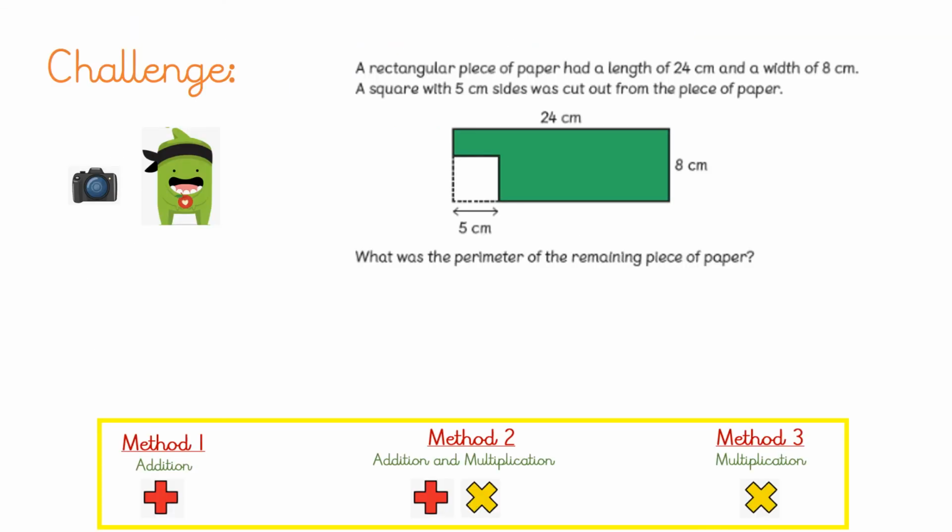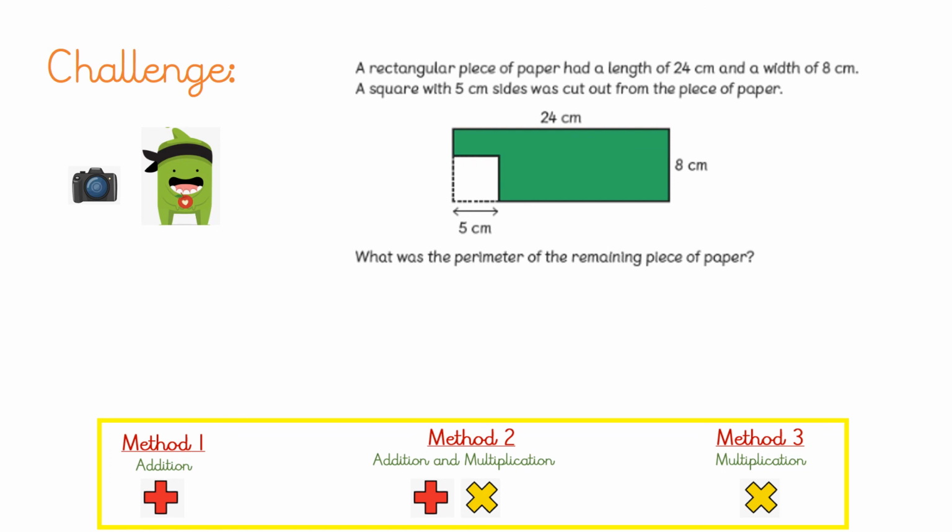As always, there is a challenge to finish the lesson. Today's challenge is a bit tricky, but you're great mathematicians and I'm sure you will be able to solve it. It says, a rectangular piece of paper had a length of 24 centimeters and a width of 8 centimeters. A square with 5 centimeter sides was cut out from the piece of paper. What was the perimeter of the remaining piece of paper? So you need to find out the perimeter, not of the whole rectangle, just the green piece of paper.